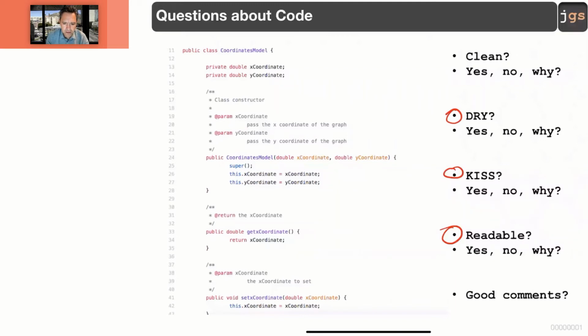If you review this, what do you think about DRY? What do you think about keep it simple? Can you find anything here like it's not DRY or it's not simple? I don't know, anything?